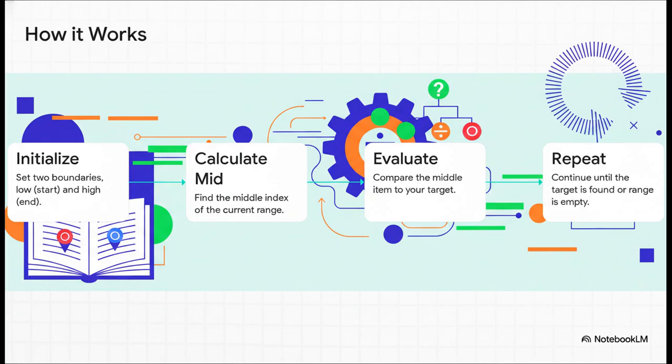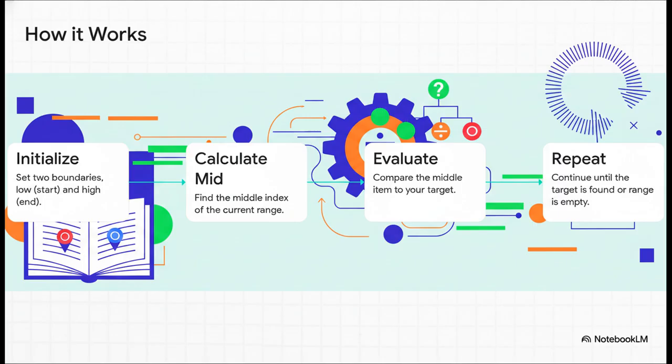Well, here are the 4 steps that make the magic happen. Think of this as a little narrative story we are telling the computer. Step 1, initialize boundaries. We tell the computer exactly where to start searching, let's call that low, and where to stop searching, which is high. Back to our dictionary, low is page 1, high is page 1000.